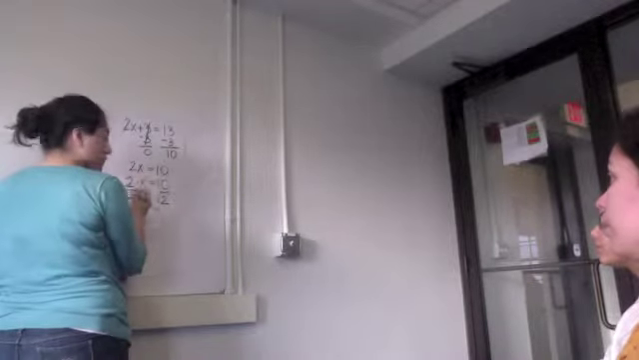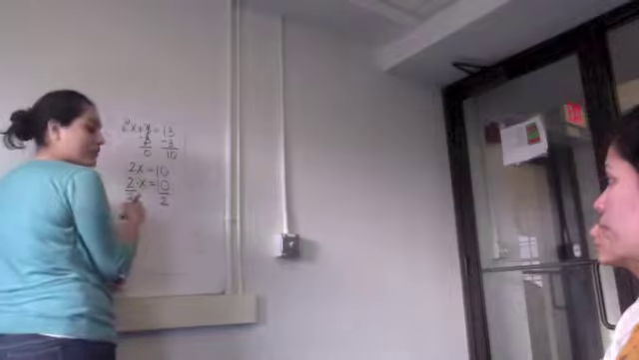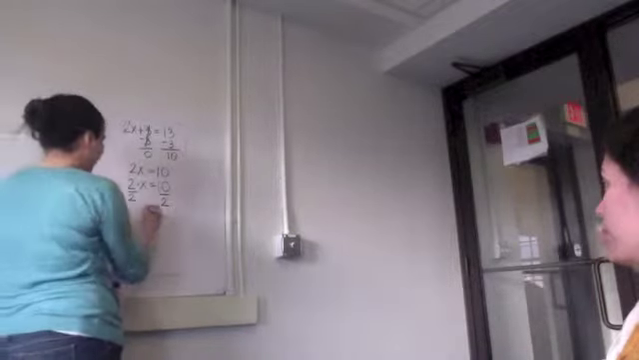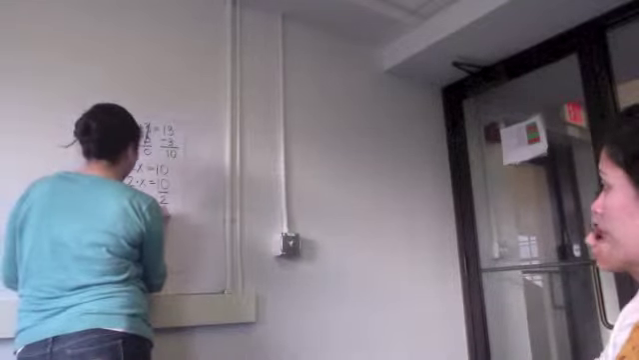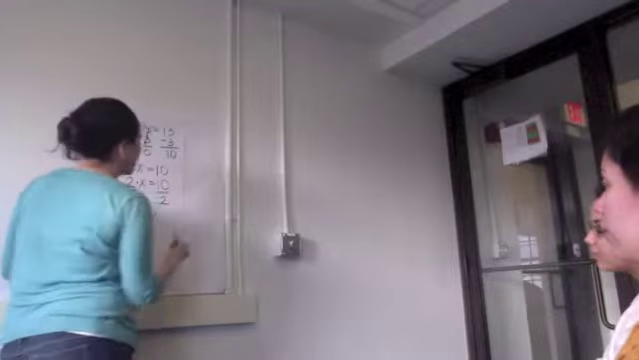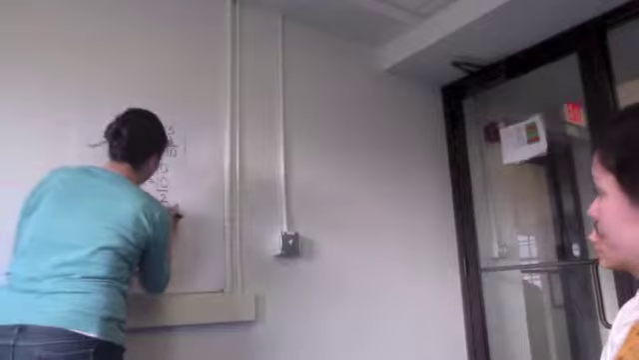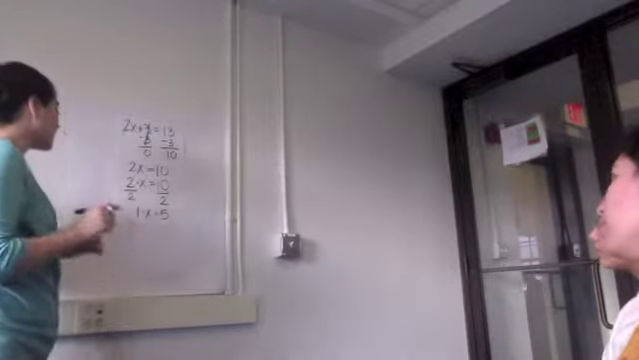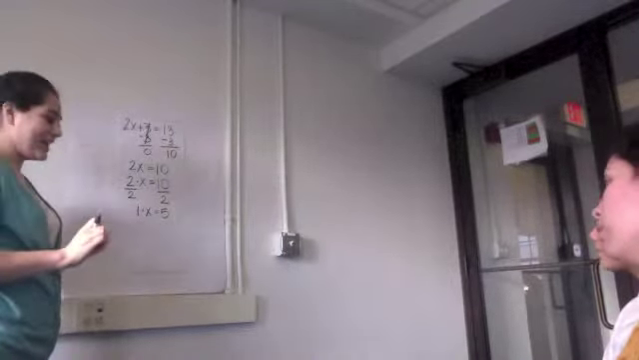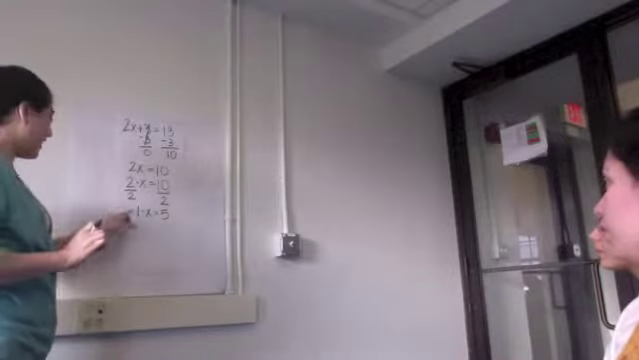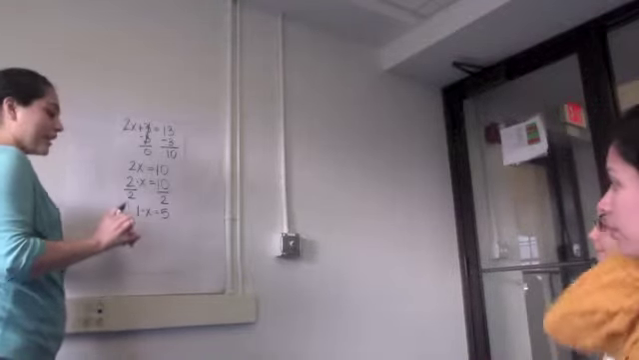So here we have 2 divided by 2. Who can tell me what that is? Yes? 1. Alright, so we have 1 times x equals, Alicia, what's 10 divided by 2? 5. Great. So now we have 1 times x equals 5. Are we done? No, because you still have the 1. Alright, so how do we get rid of that 1?